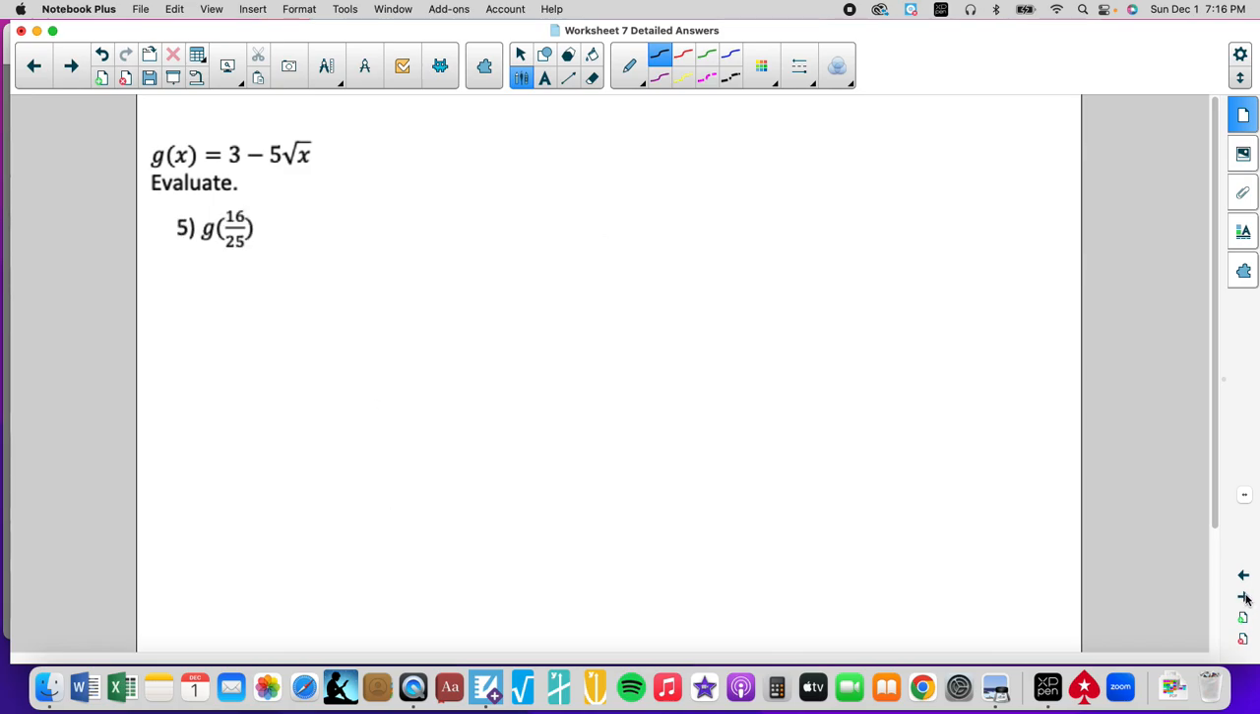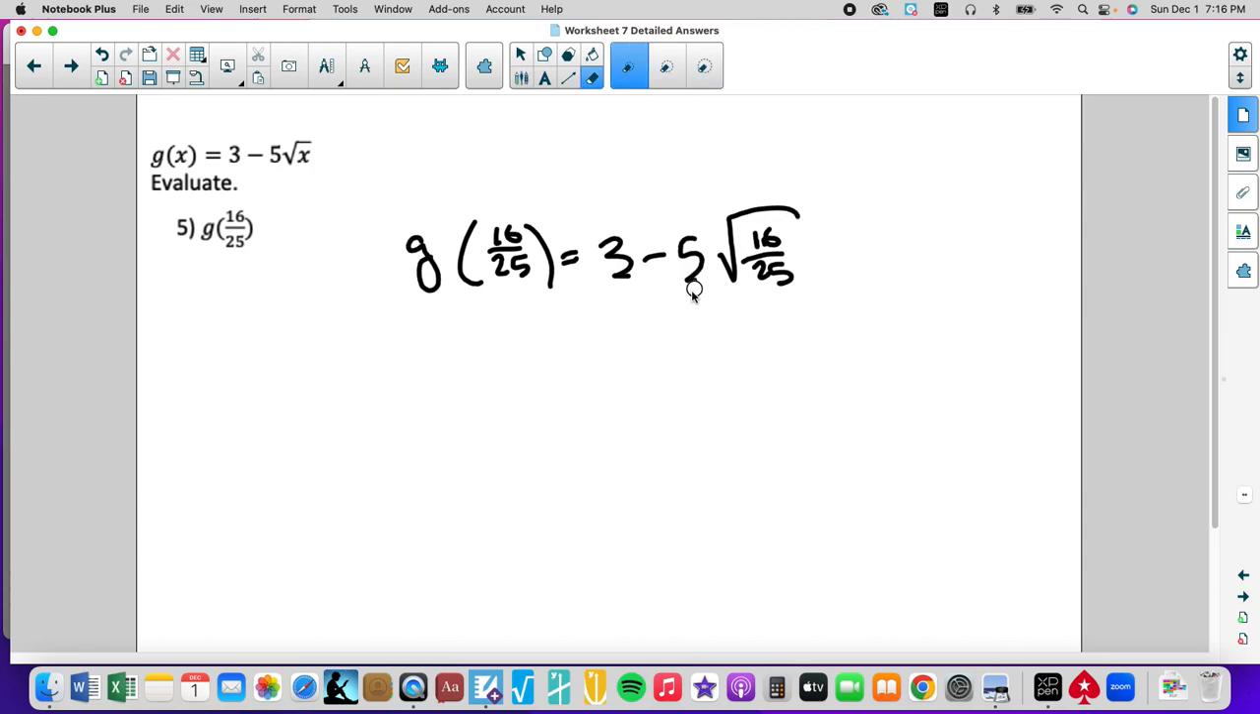So 16 25ths. G of 16 25ths equals 3 minus 5 times the square root of 16 25ths. Many students would try to convert this to a decimal. That would be bad. No need. That would be unnecessary. You're running away from what is the easy work here.